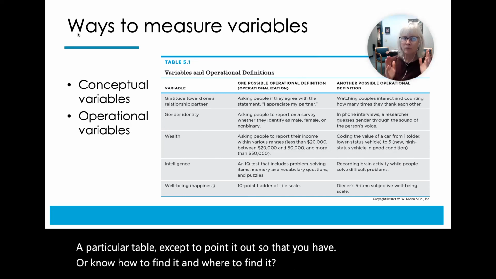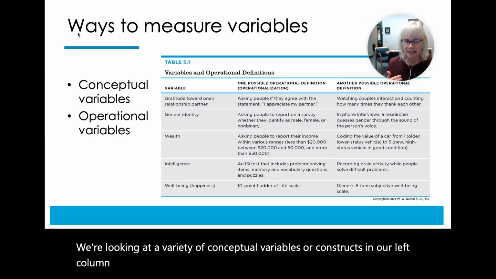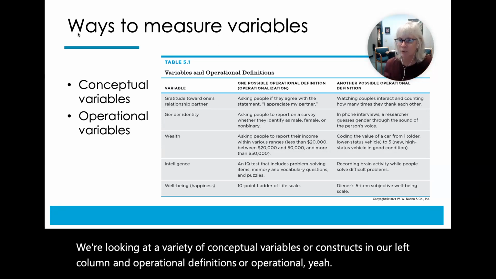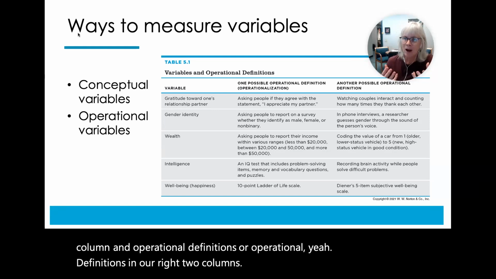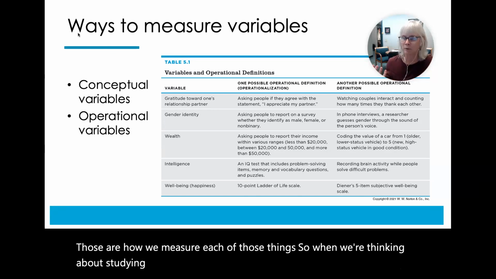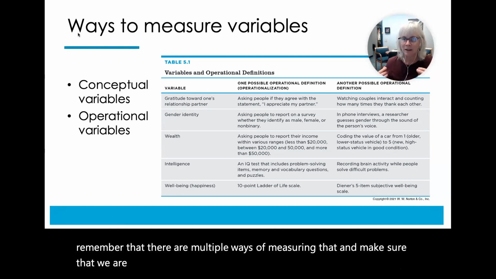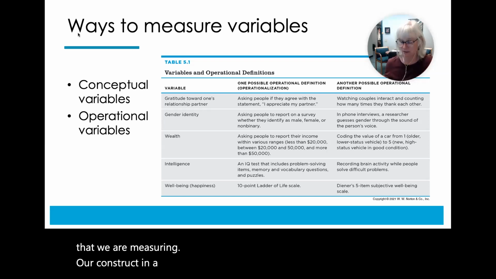We're looking at a variety of conceptual variables or constructs in our left column and operational definitions in our right two columns. Those are how we measure each of those things. So when we're thinking about studying gratitude towards a partner, for example, we need to remember that there are multiple ways of measuring that and make sure that we are measuring our construct in a way that makes sense to us.